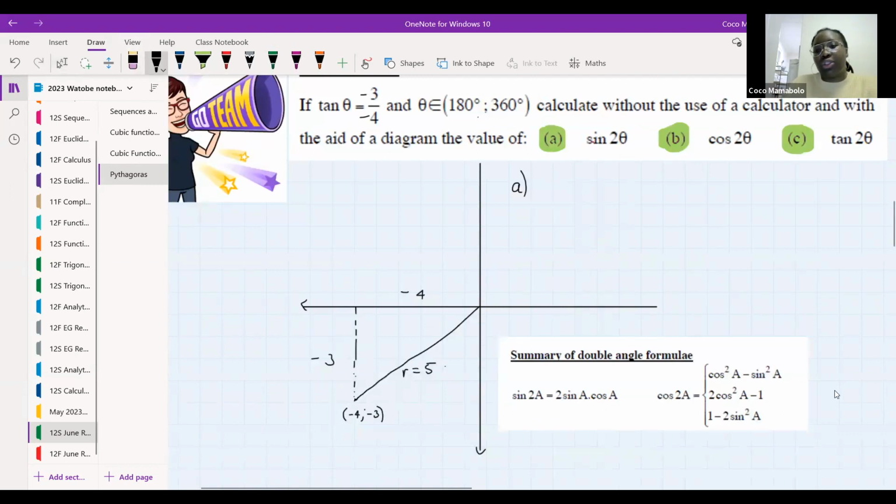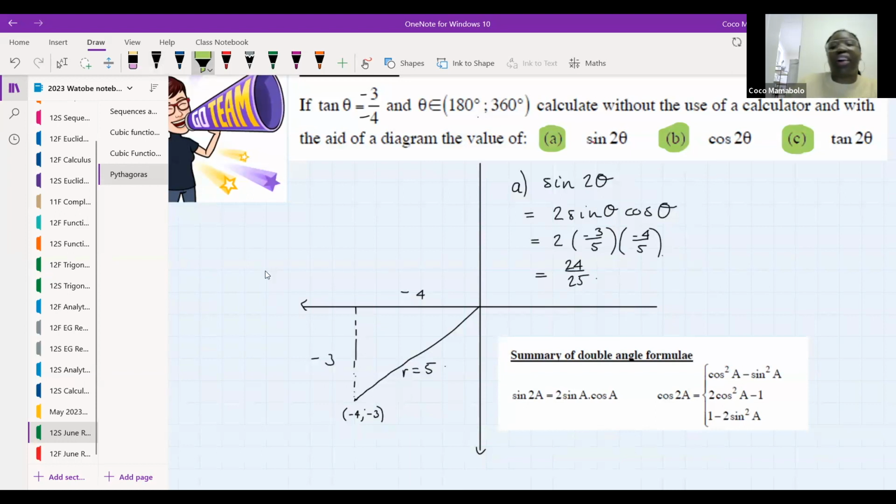But we can say here that sine of 2 theta is equal to 2 sine theta cos theta. And we can put that into the calculator. Or you can just do it quickly in your head if you're really good at mathematics. Sine of theta would be y over r, so that would give us -3/5 multiplied by cos of theta, which is -4/5. And the answer I should get here is 24/25.